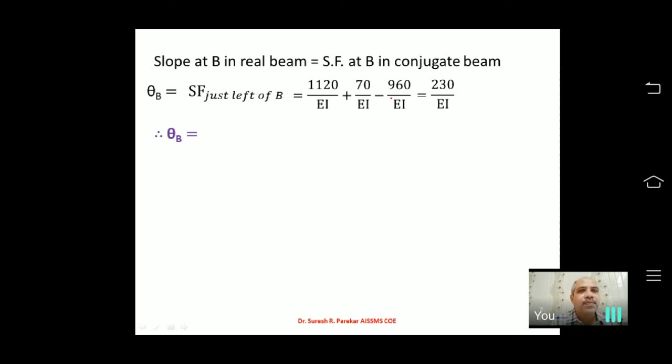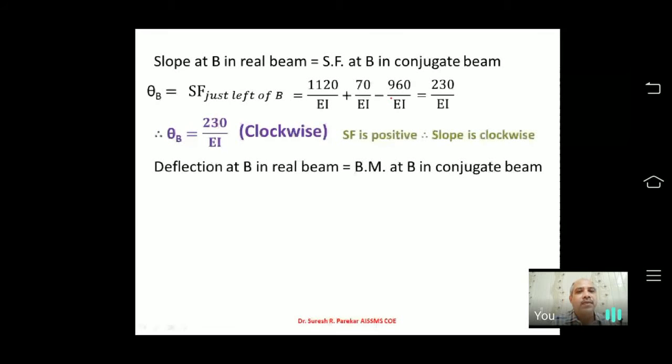So once we have this value, that is theta B, which is in the clockwise direction, and that clockwise is because we have a positive shear force. Whenever we have a positive shear force, then we have clockwise. Now we will find the bending moment. So we have to find the deflection.